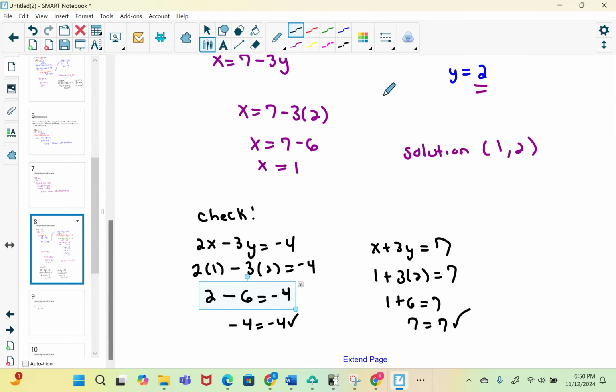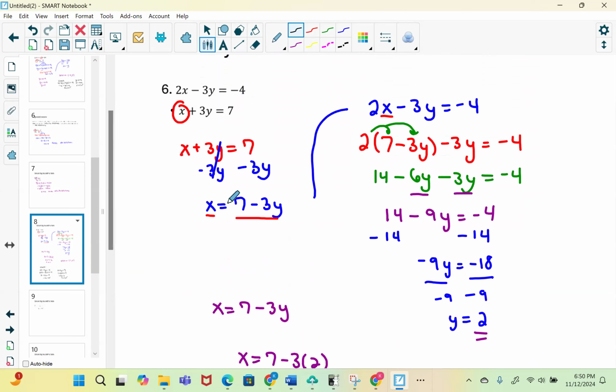So that is an example of solving by substitution where we actually had to, it's called isolate, or get the variable by itself.